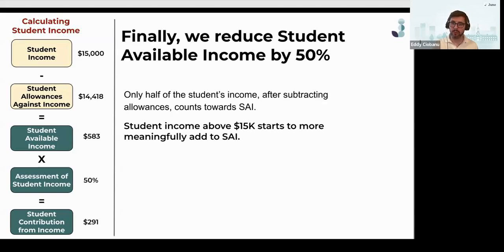Any income above $15,000 is where you really start to add meaningfully to the student aid index number. Again, right now in this example, we can see it's fairly small, but anything really above that is going to start to make a bigger difference.